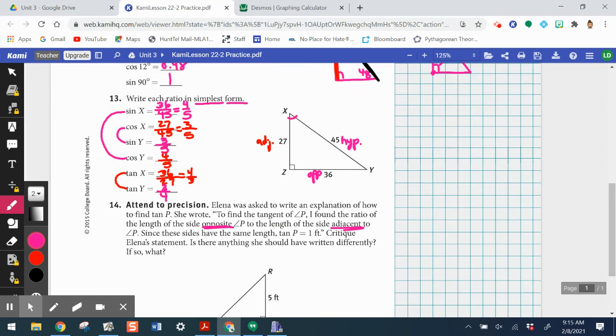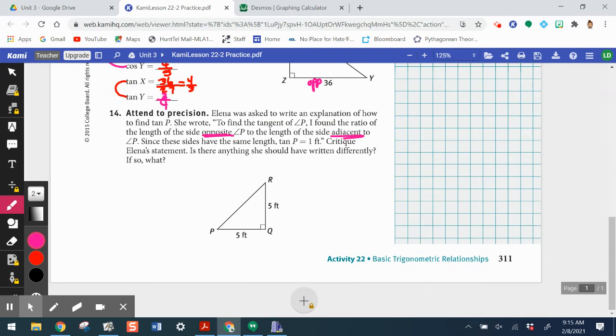Notice here in this diagram, the measurements aren't actually 4 and 5. It's just that the ratio of the opposite side of x, 36, to the hypotenuse can be reduced in simplest form to 4/5. So when she makes the claim that the tangent of P is 1 foot, she's kind of stepping out of line. She should have simply said that the tangent of P is 1.